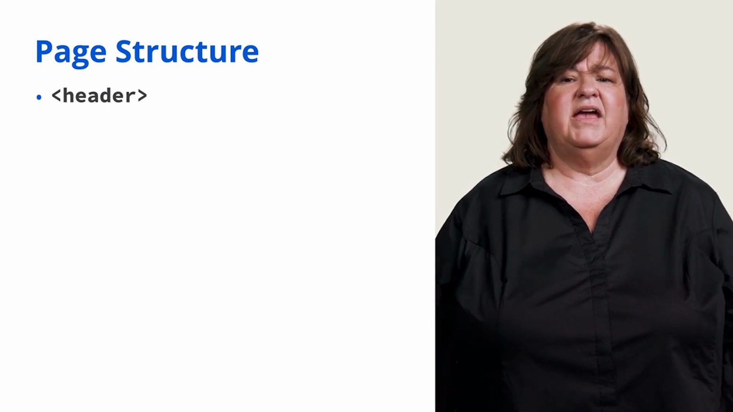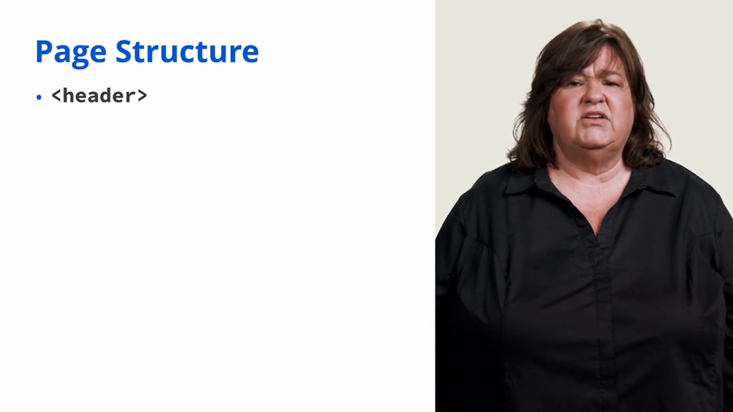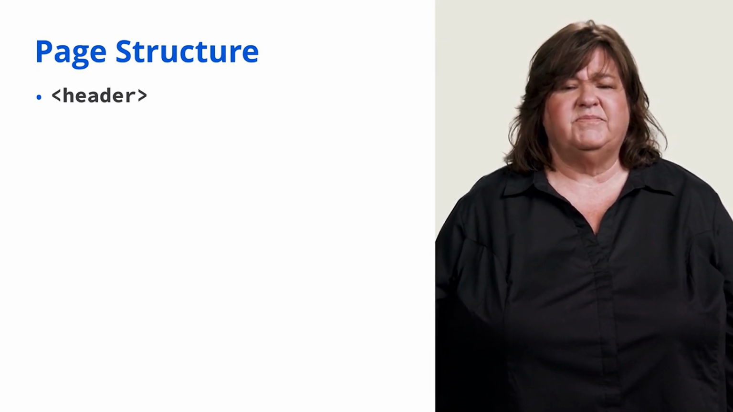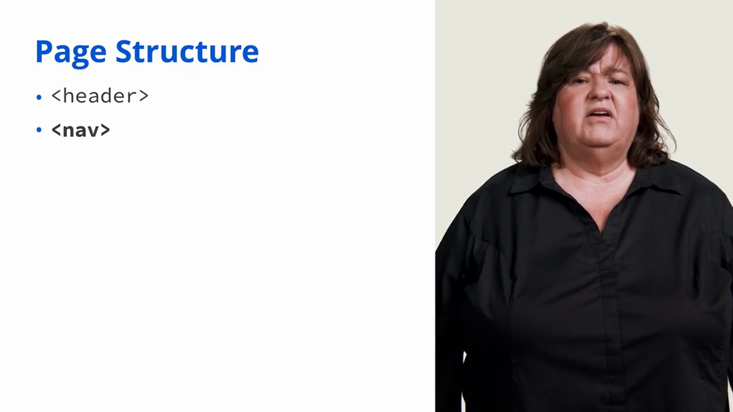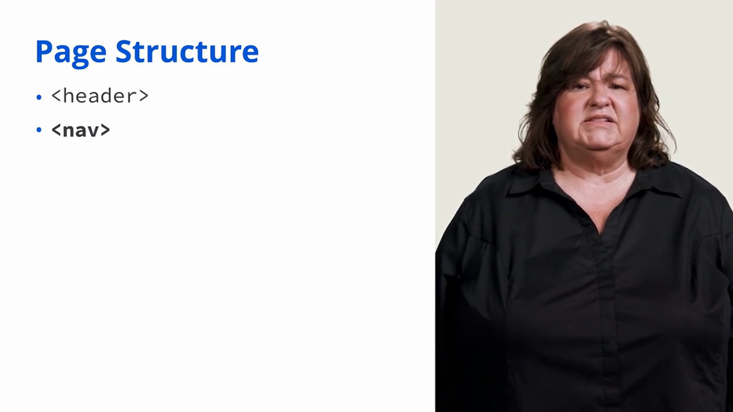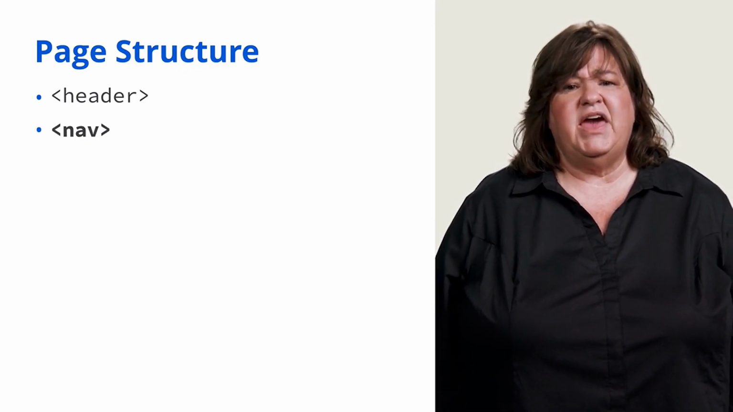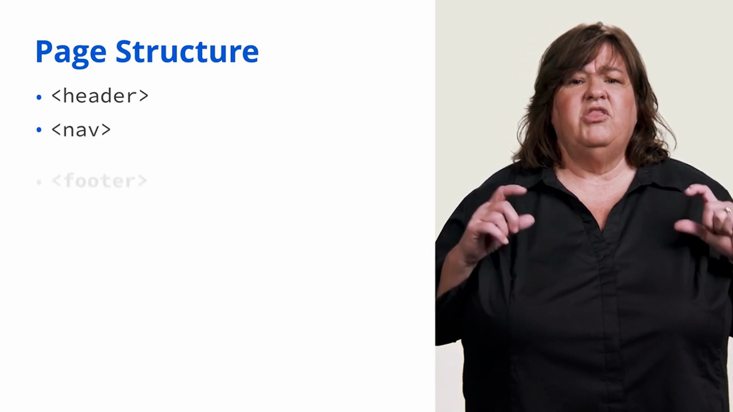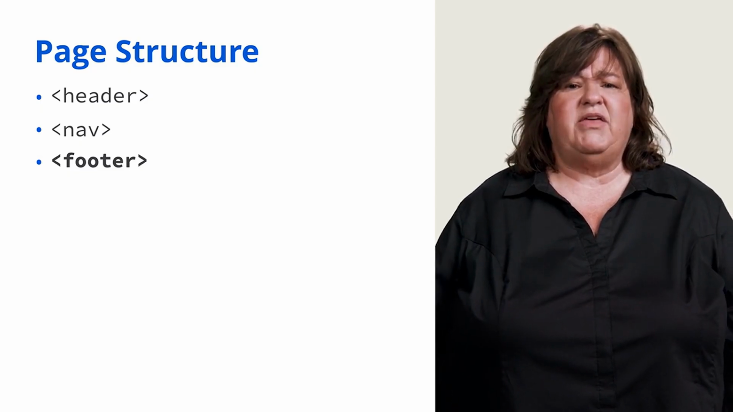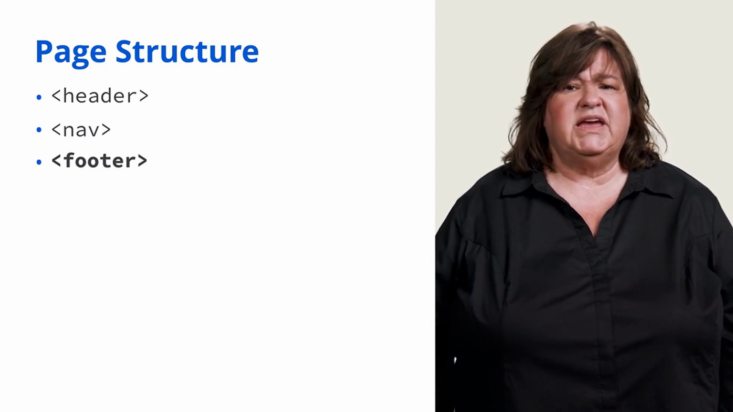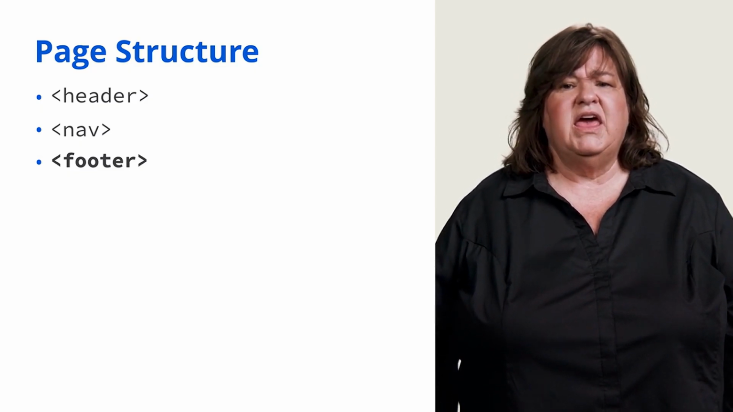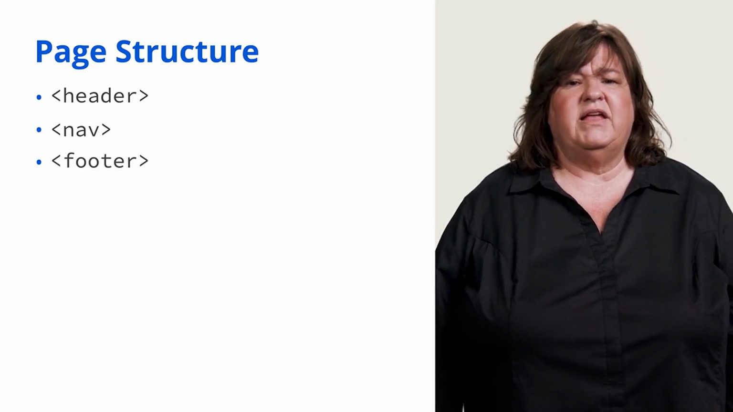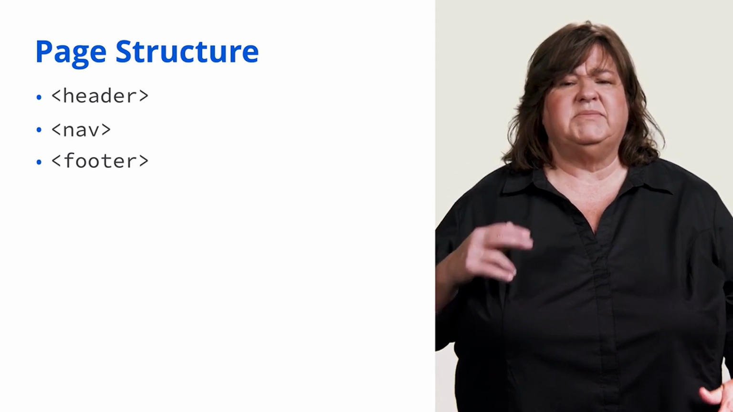The header tag is used for the introductory content or navigational links. It's typically placed at the top of the page. The nav tag defines a set of navigation links. It's often placed inside the header, but can be used elsewhere depending on your page structure. The footer tag contains information about the page, such as copyright details or contact information, and is placed at the bottom of the page. These tags create a clear and logical structure for the top and bottom sections of the page.